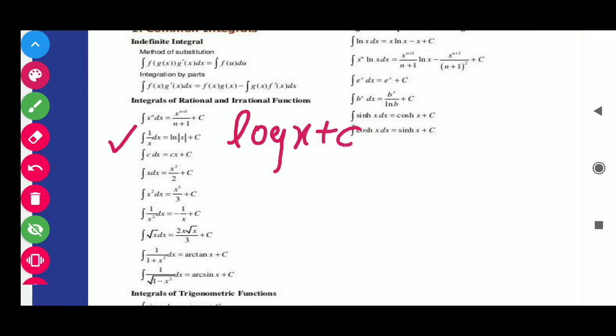Now students, here is the formula. The first formula is x raised to power n, which gives x^(n+1) divided by n+1. Second is 1 over x. The formula for 1 over x is log x plus c, and the integration of a constant function is cx plus c. And the integration of x is x squared over 2. Students, we are using the first formula here. If we do the integration of a variable, we only add 1 to the power, write the power in the denominator, and don't forget to write the c.